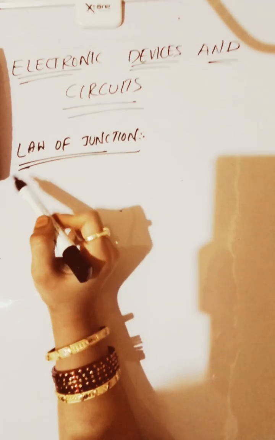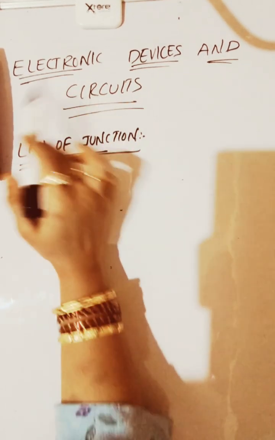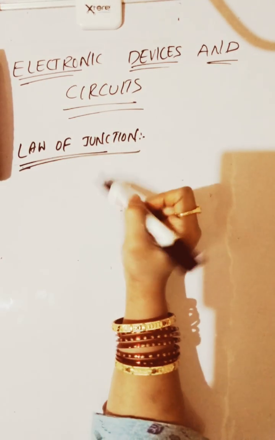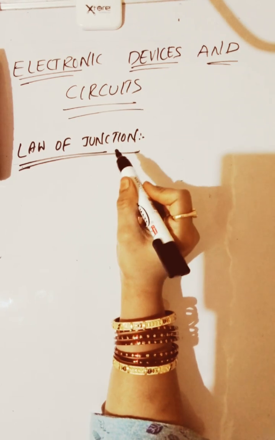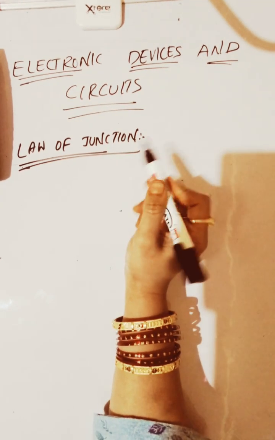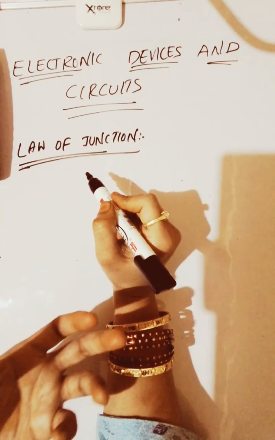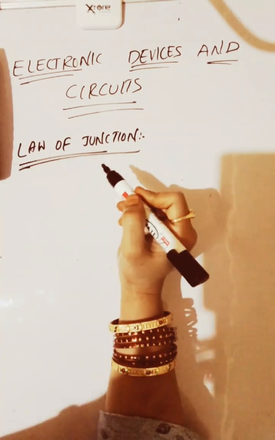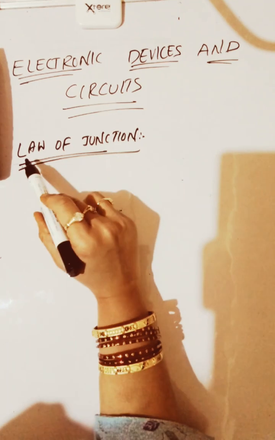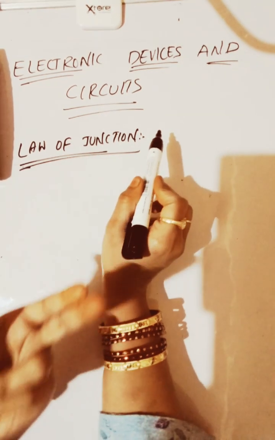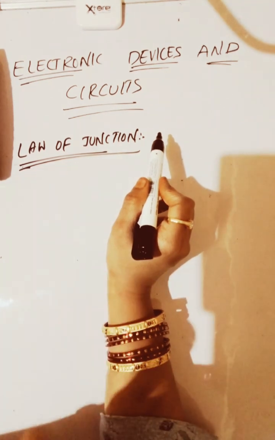Today I am going to discuss the topic of the law of the junction in electronic devices and circuits. Previously we discussed the P and N junction diode, how the diode is formed, and how the concentration is in both the P type and N type. Now this is a little different, that is the law of the junction. What is the law which is present at the junction side?